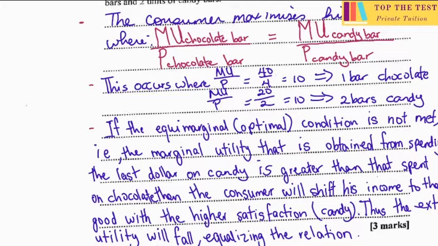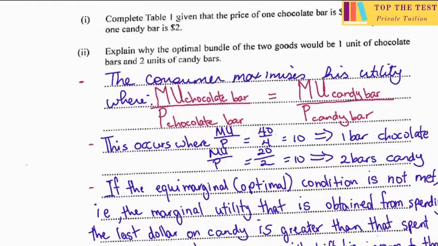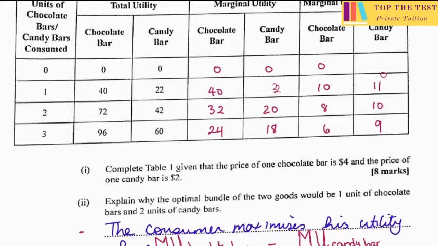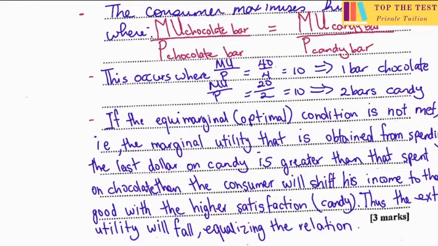And we see that happens here. Let's scroll back up. We see that happens here at 10 and 10, right? They're equal, the MU over price. And this occurs at 1 unit, so this is the 1 unit associated with the chocolate bar. And this is the 2 units here associated with the candy bar. So we're seeing that we have the MU over price for both goods being equal there at 10. Right, so we're going to have to explain that a little bit for the 3 marks.